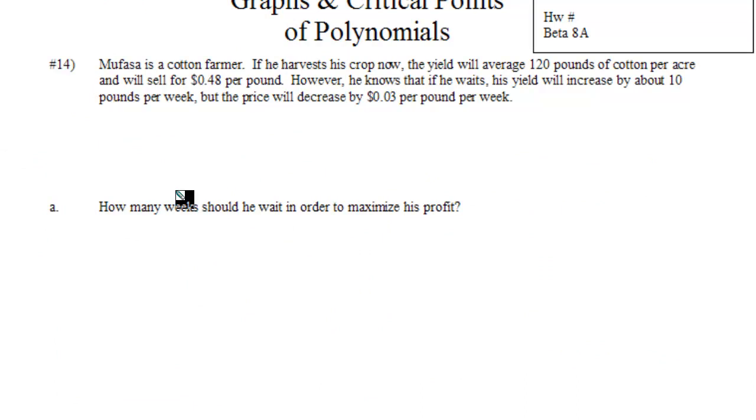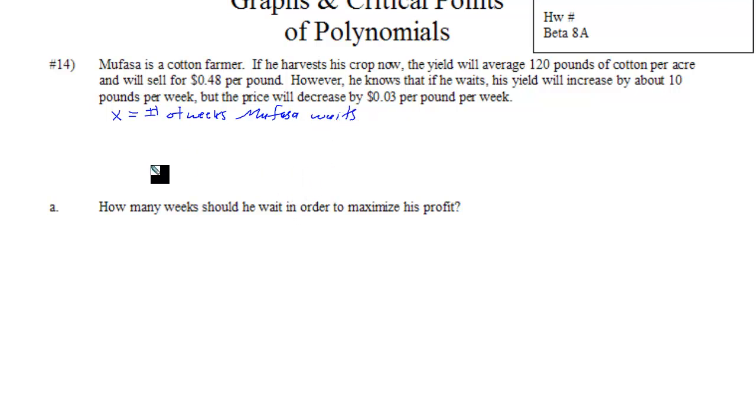14. Mufasa is a cotton farmer. If he harvests his crop now, the yield will average 120 pounds of cotton per acre and will sell for 48 cents per pound. However, he knows that if he waits, his yield will increase by 10 pounds per week, but the price will decrease by 3 cents per pound. Let's say that x is the number of weeks Mufasa waits. I'm sure that's not how you spell Mufasa.